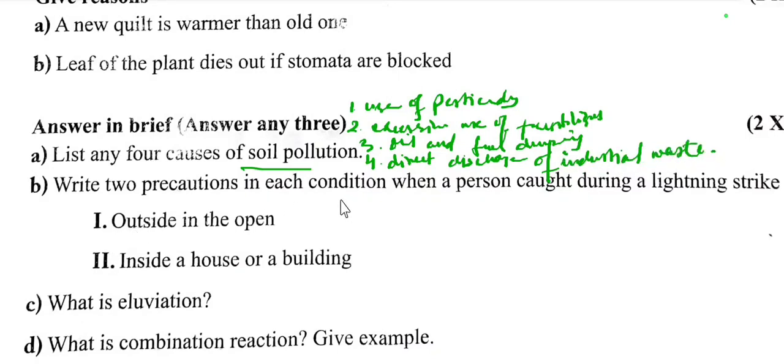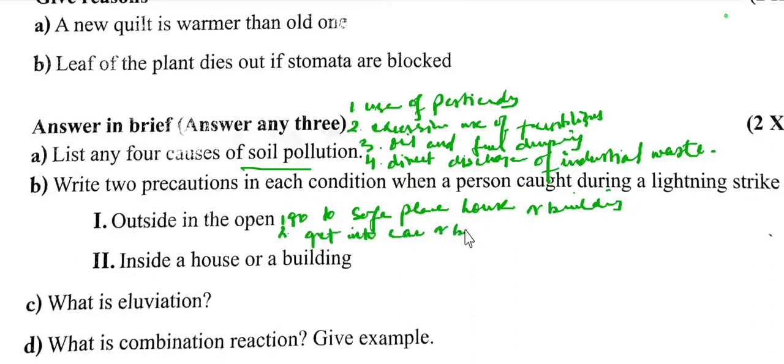Now write 2 precautions in each condition when a person is caught during a lightning strike. If you are outside in the open, go to a safe place like a house or building. Two precautions each. Second, get into a car or bus and keep the windows shut. If you are inside the house, avoid contact with water.